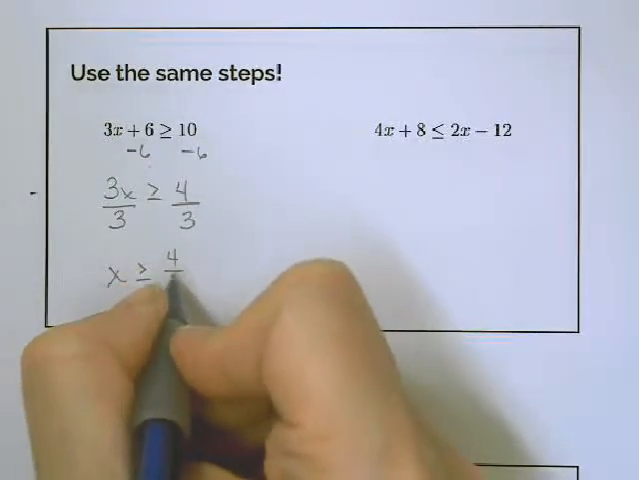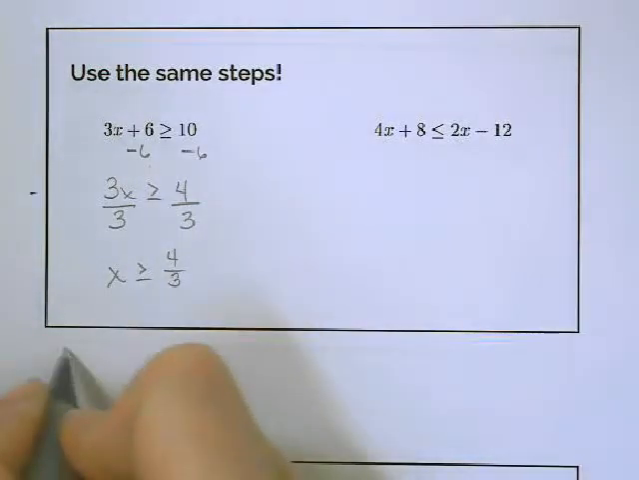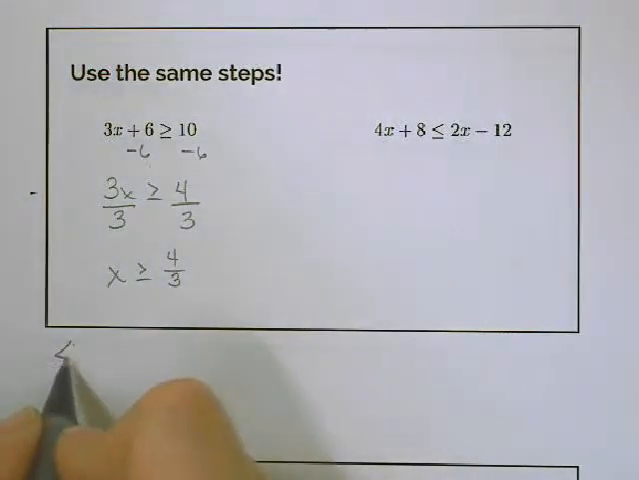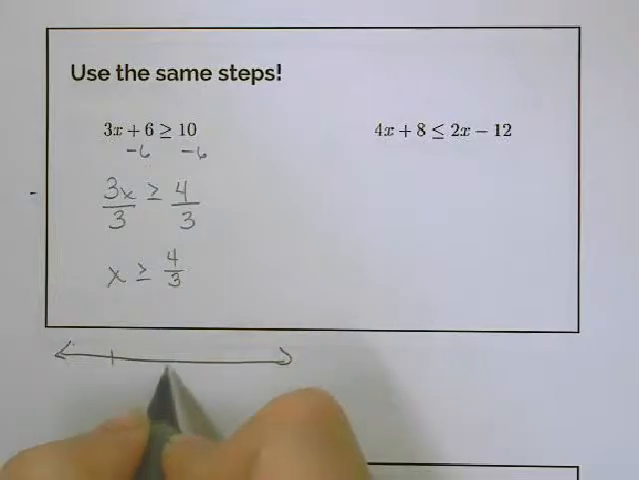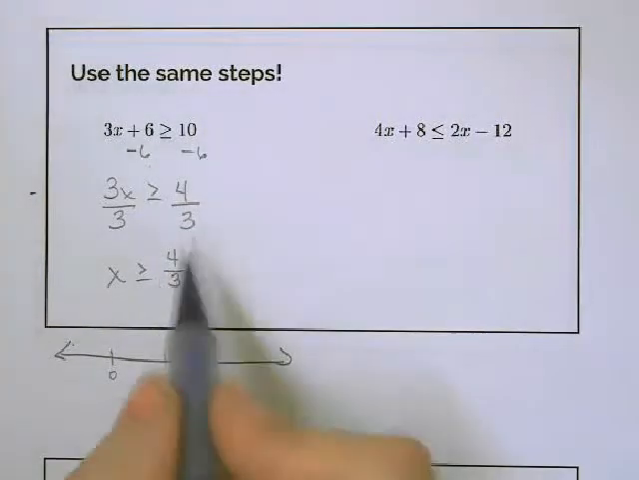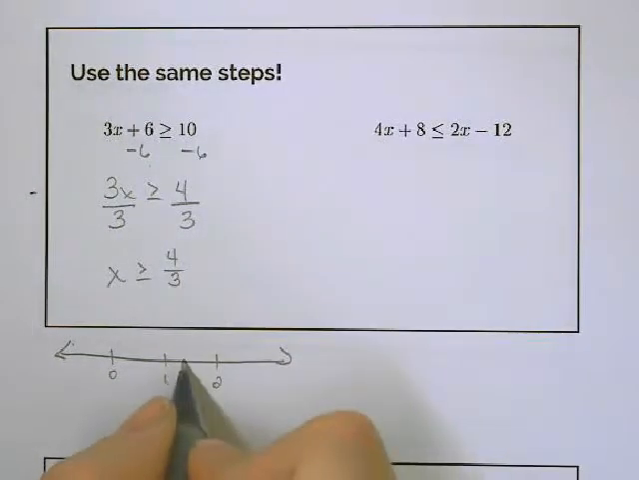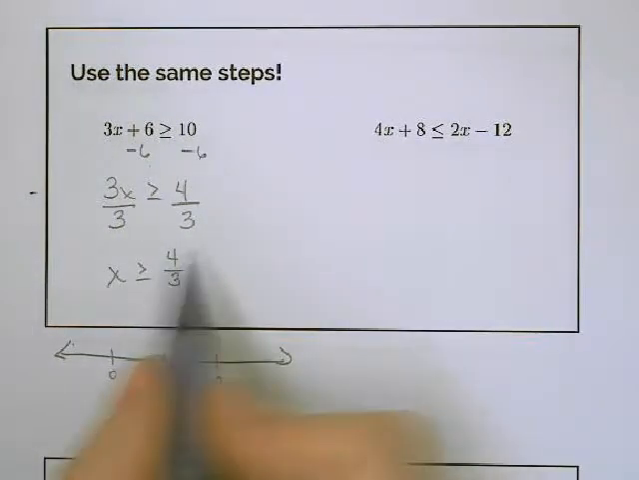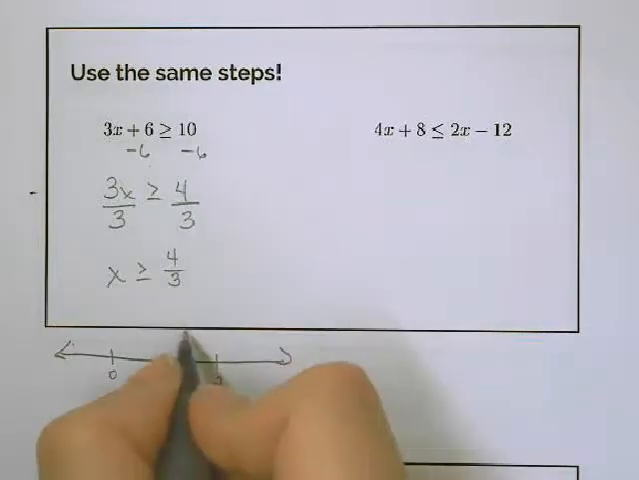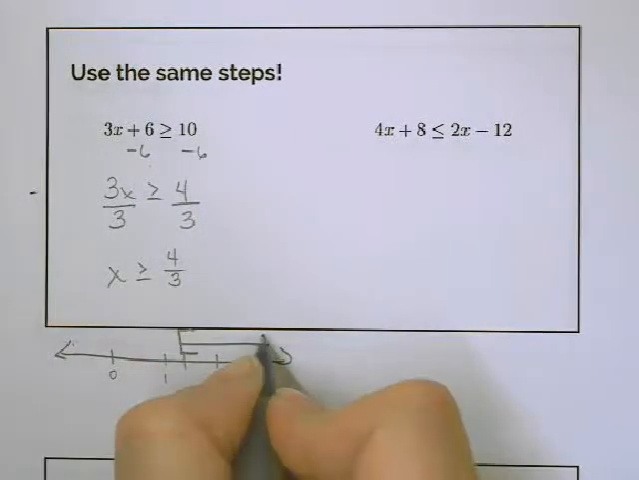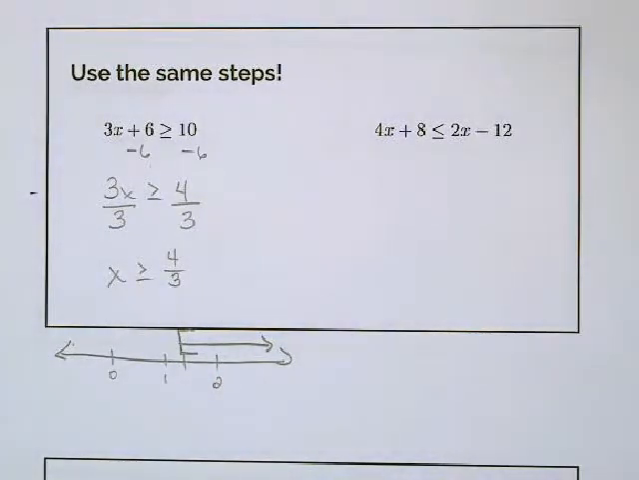If I look at that on a number line, I'm going to go below here. If I have 0, 1, and 2, 4/3 is going to be 1 and 1/3, so I'm going to be right around here. This is a greater than or equal to, so I'm going to put my bracket around there and go upward from there. So that's approximately 4/3.